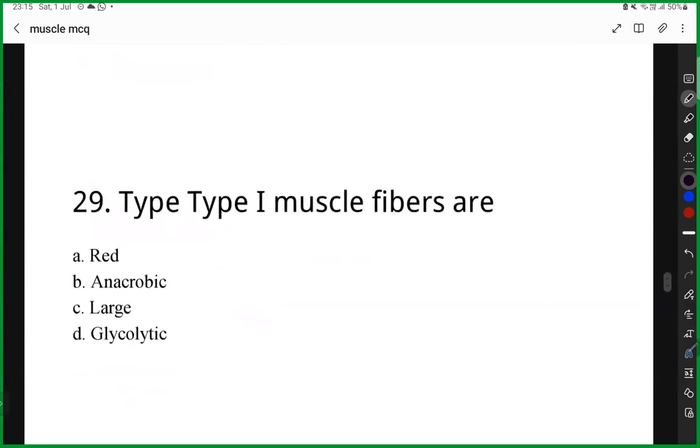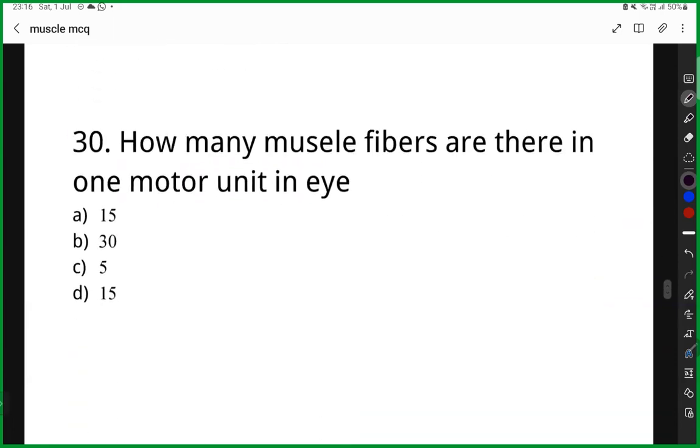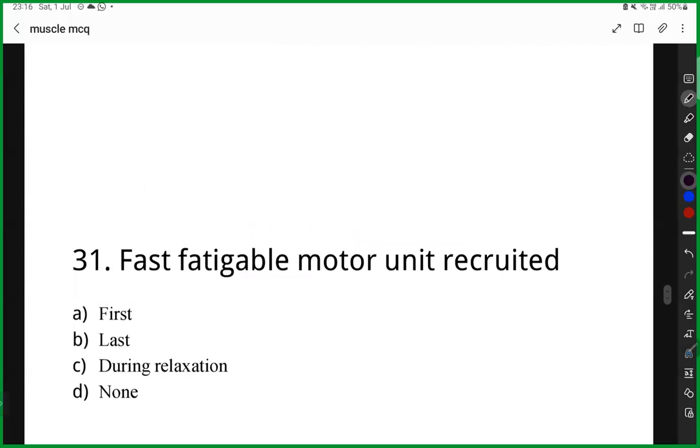Next, type 1 muscle fiber, or red muscle fiber. Again, a related question. How many muscle fibers are there in one motor unit? Remember, in each motor unit in the extraocular muscle of the eye, you are going to have 3 to 6 muscle fibers. So 3 to 6 is the related answer for this question. Everything here is a previous year question only. Whatever we are discussing here, they asked this question in 2014.